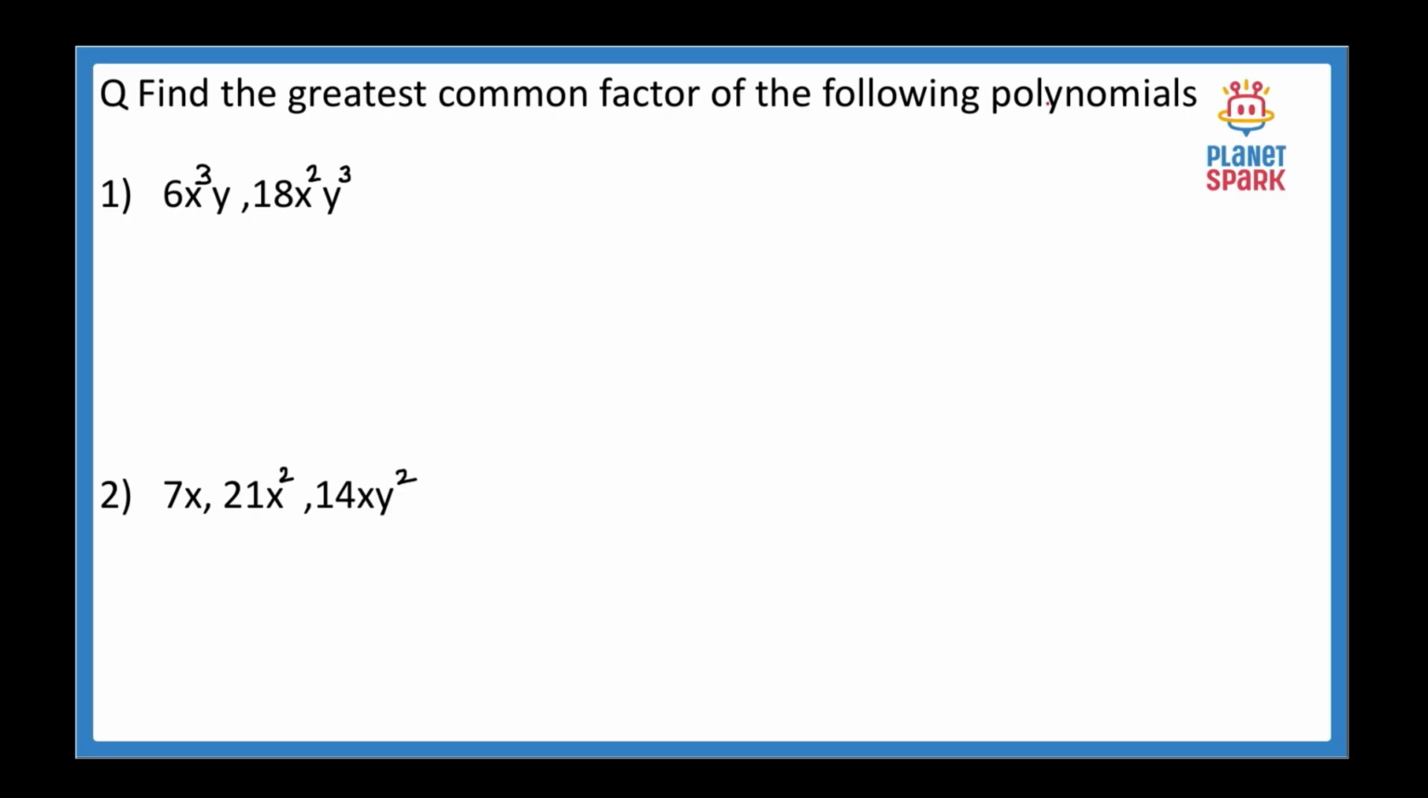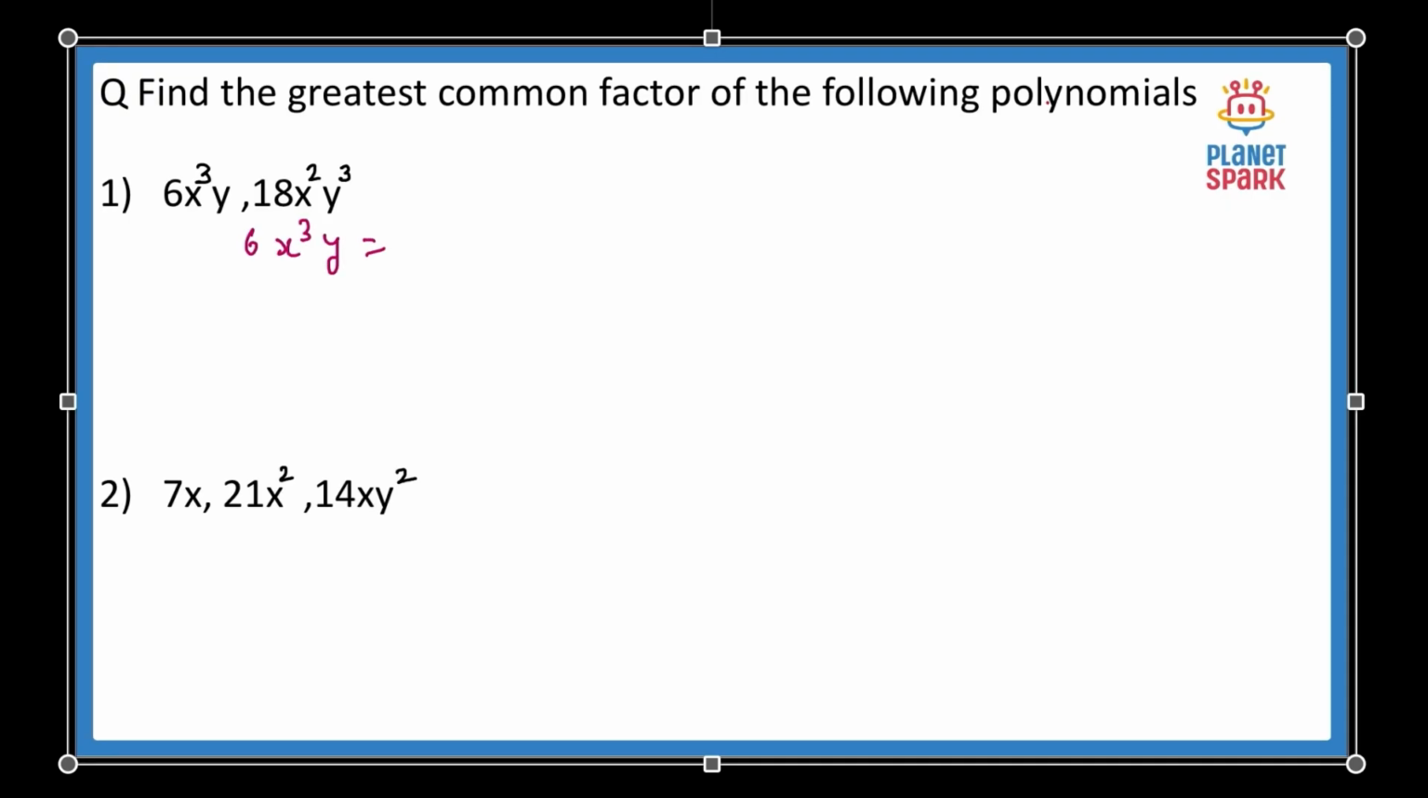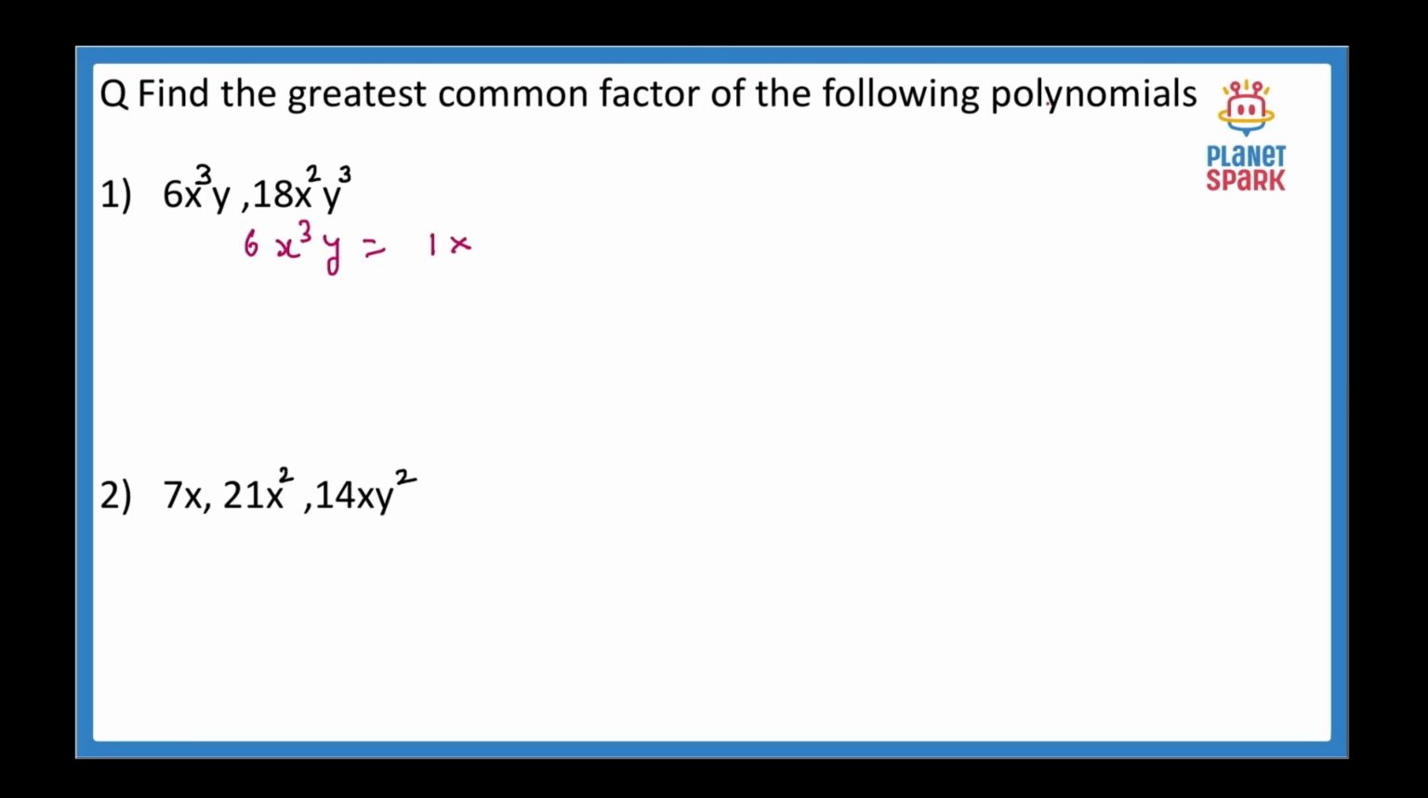Supposing I am giving two polynomials, 6x³y and 18x²y³. To find their greatest common factor, first write down their factors. 6x³y: the factors of 6 are 1 into 2 into 3. So 6 can be factorized as 1 into 2 into 3. x³ means x is coming 3 times. So x into x into x into y.